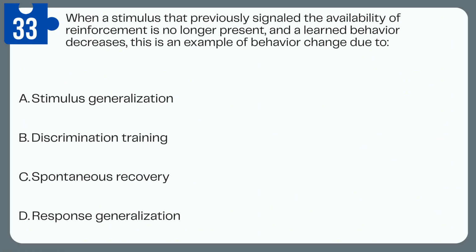Question 33. When a stimulus that previously signaled the availability of reinforcement is no longer present and a learned behavior decreases, this is an example of behavior change due to A. Stimulus generalization. B. Discrimination training. C. Spontaneous recovery. D. Response generalization.